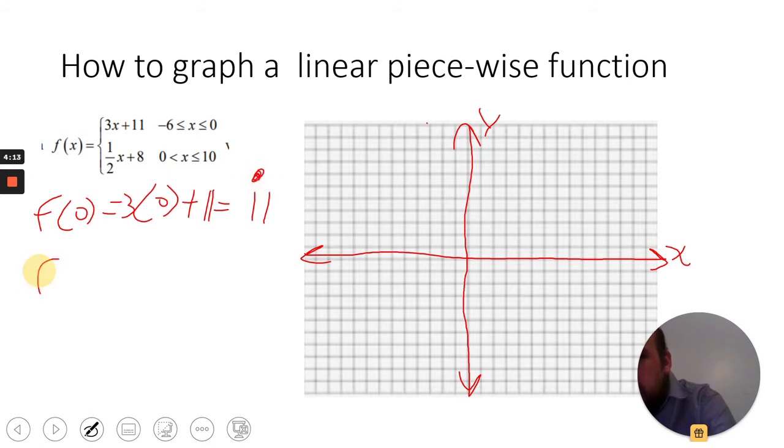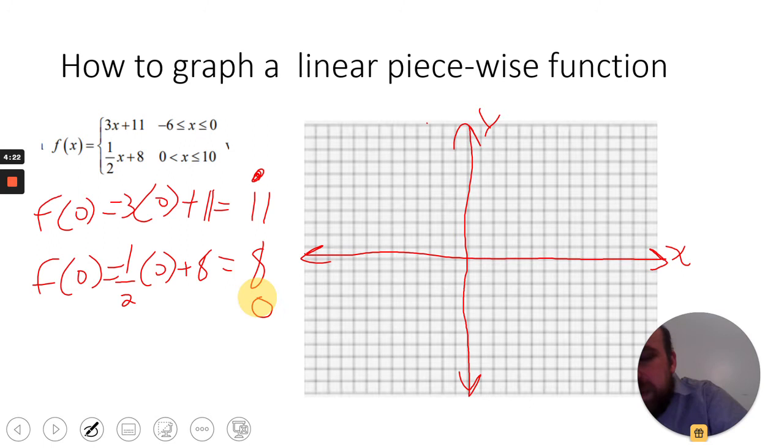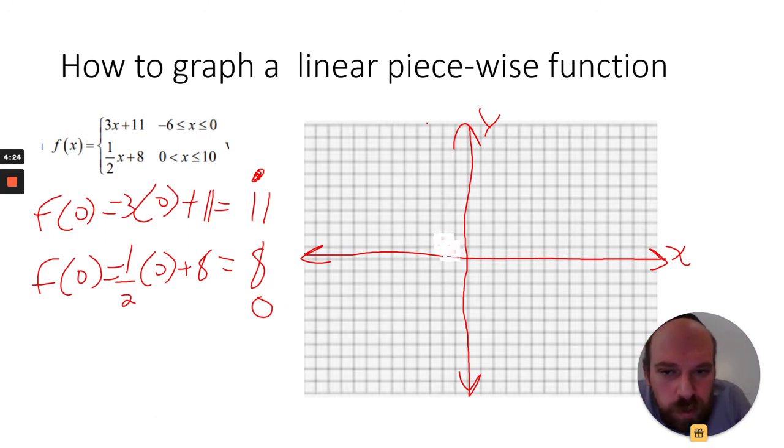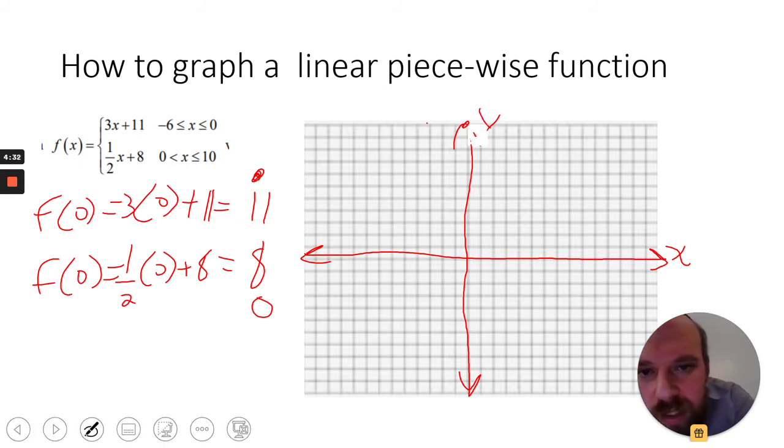In the other equation, you plug in 0. Get 8. That will be an open circle. So let's plot the first point. 1, 2, 3, 4, 5, 6, 7, 8, 9, 10, 11. That's a closed point all the way up there. And then at 8, you have an open point right there. Okay? Then you just plot the points.